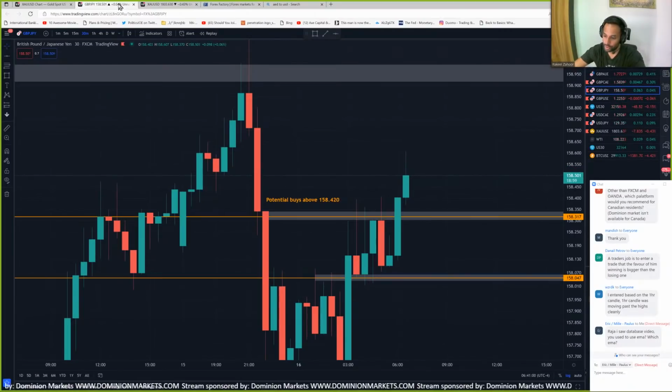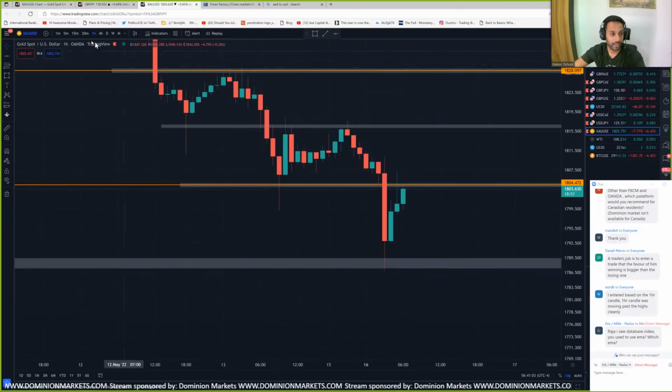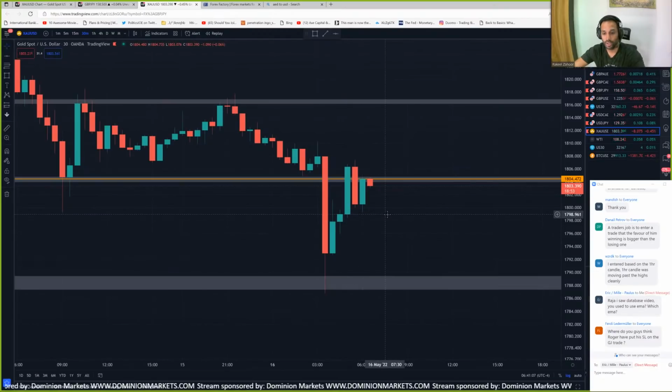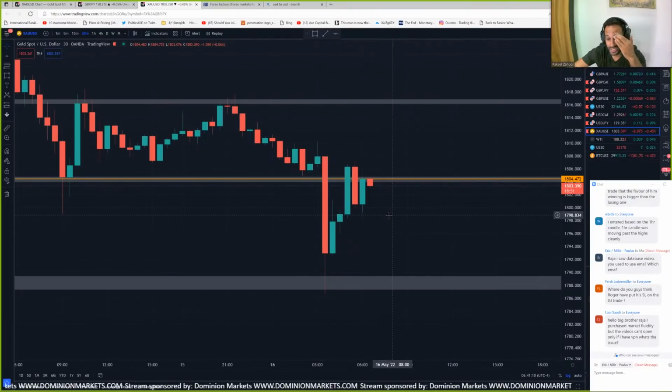Will you take a sell on gold if the 30-minute candle closes bearish? I will take a sell on gold if we break below 1798.50.